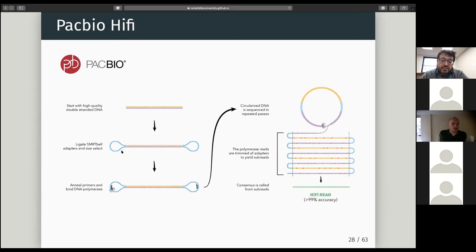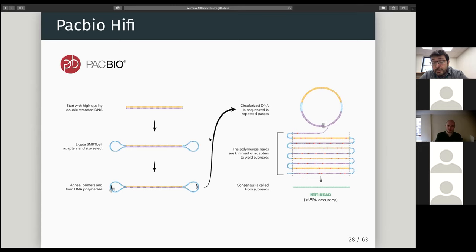You ligate adapters. These adapters are hairpins. So it's a linear adapter, but topologically circular, which I will explain in a minute. On this adapter, you have this primer, the black primer here, where the polymerase rebinds. And as soon as it's in the well, sequencing happens. And what happens is the polymerase is going to displace the second strand.